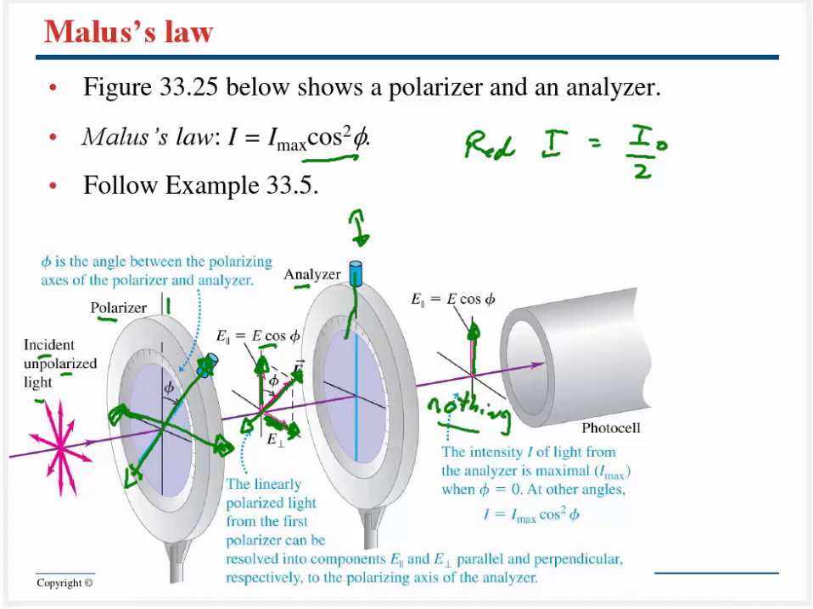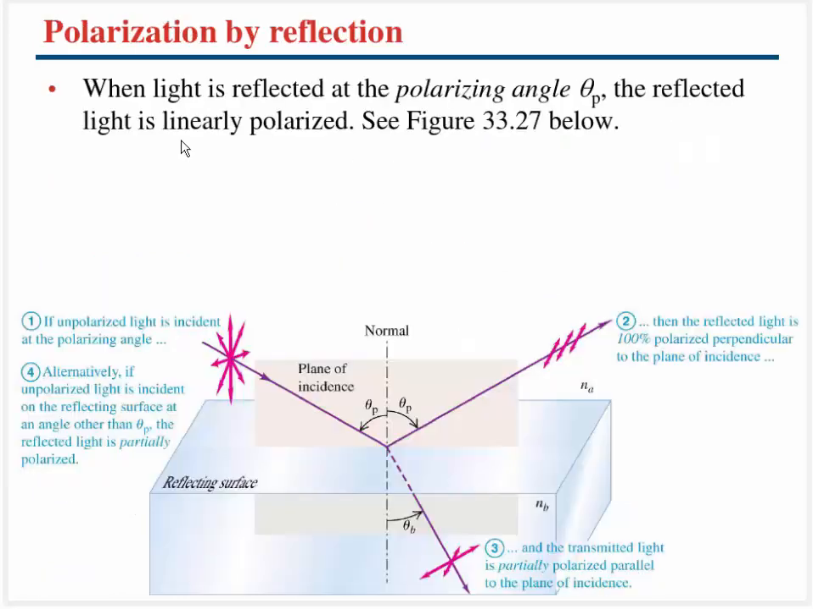If this polarizer was just in the up-down direction, then it is going to cut the light down by a factor of 2 as unpolarized light goes through it. And then this analyzer right here is in the same direction as that, so the angle between them is going to be 0, and so it's going to let essentially I0 divided by 2 through it, which we're also calling I max. Now polarization can also happen in nature.